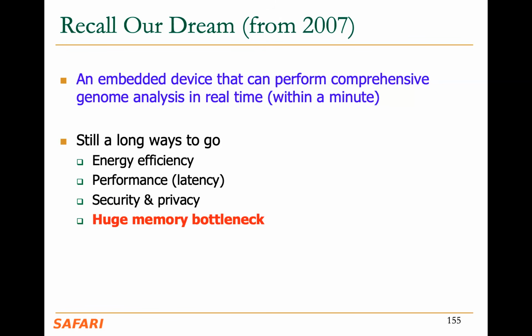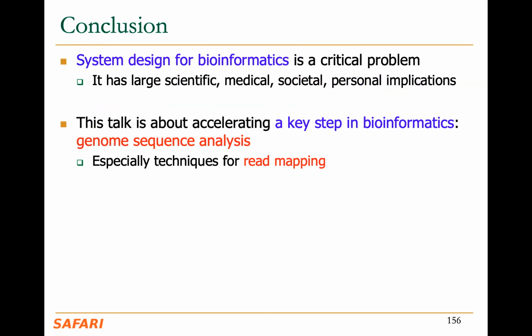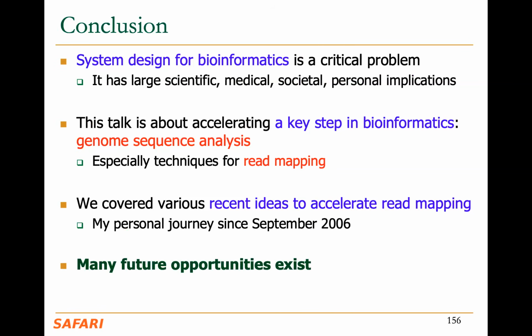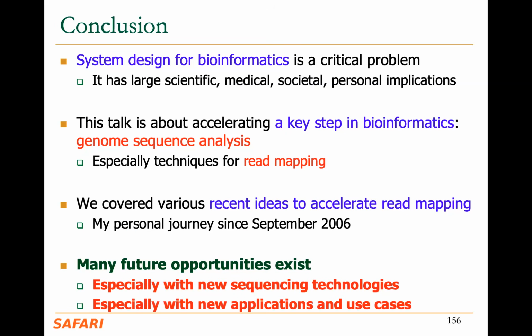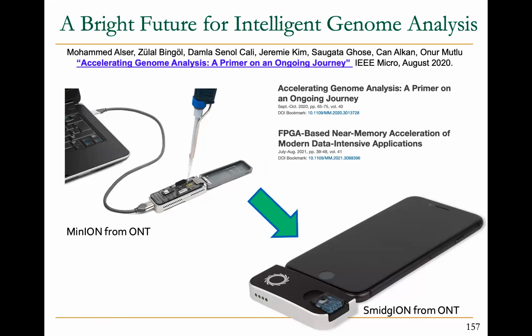So I started with the stream earlier, right? We wanted an embedded device that can perform comprehensive genome analysis in real time, ideally within a minute. We're very far away from that today. We have a huge memory bottleneck, but we've made a lot of strides, in our opinion, collectively in the research community. So there's a lot more to do. We haven't even talked about security and privacy, which Hasundo, I think, is going to mention a little bit. Essentially, I think there are many future opportunities in this domain, especially with new sequencing technologies and new applications and use cases that are going to have a lot of impact on real lives. So there's a bright future ahead of us. I will conclude here because we don't have time. I'm happy to take any questions.